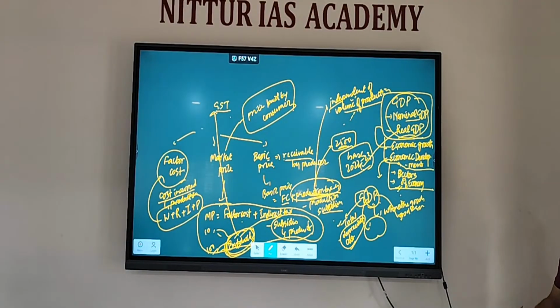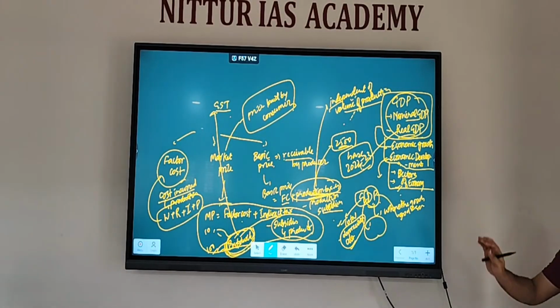So factor cost, market price, as well as basic price. Remember the difference. Factor cost is the cost incurred by the producer. Basic price is the price receivable by the producer. And market price is the price paid by the consumer. Clear? Any doubt regarding this particular thing?